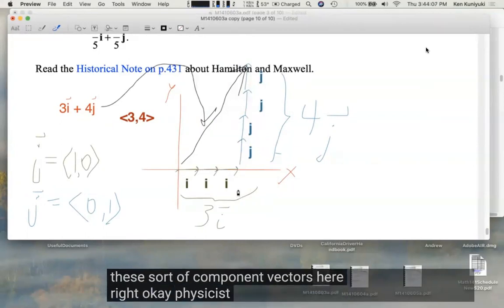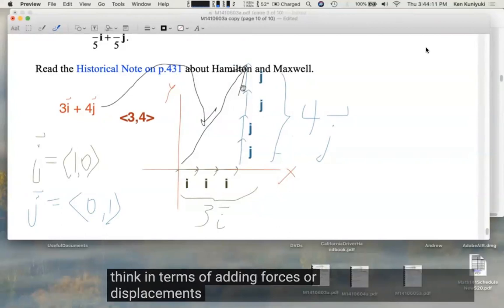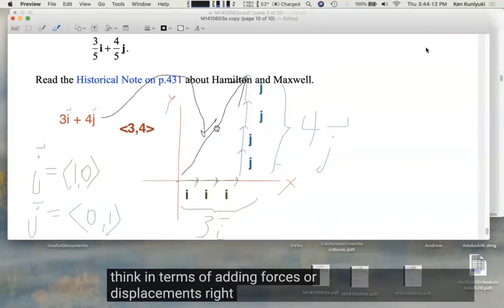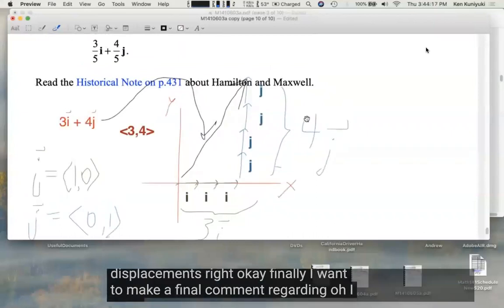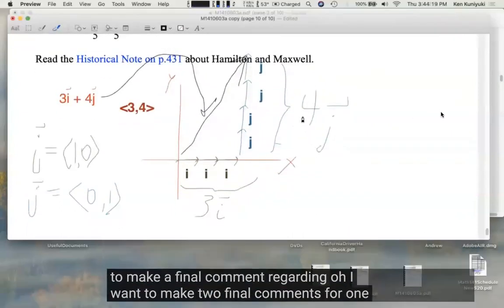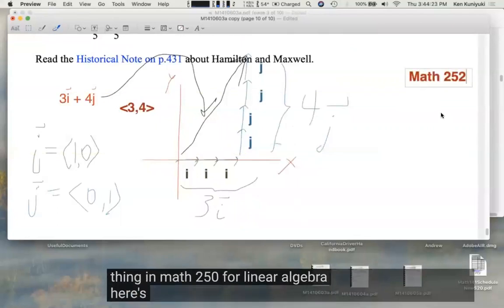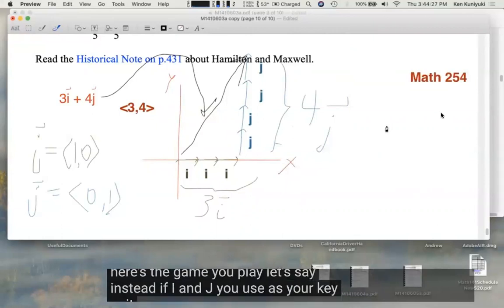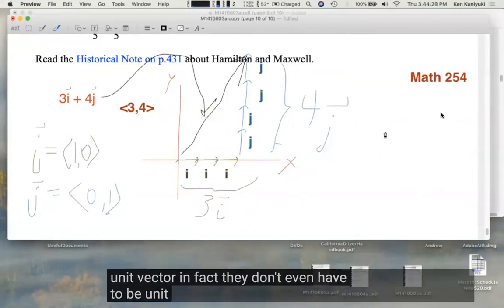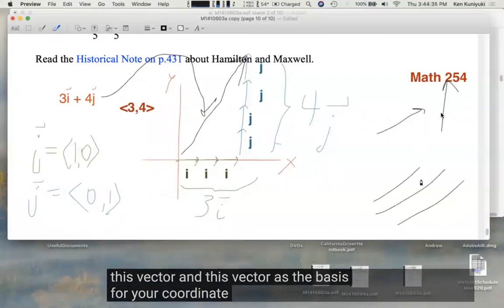right? Physicists, I guess, like to think in terms of adding forces or displacements. Right. Okay, finally, I want to make two final comments. For one thing, in Math 254, linear algebra, here's the game you play. Let's say instead of i and j, you use as your key unit vector, in fact, they don't even have to be unit vectors, let's say you use this vector and this vector as the basis for your coordinate grid.